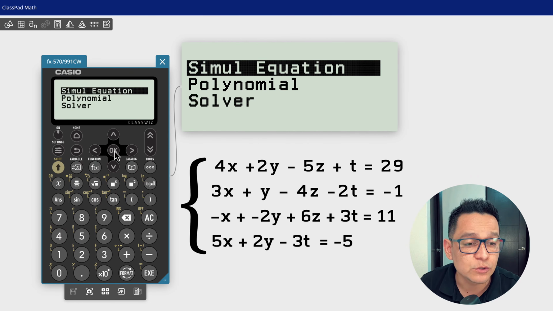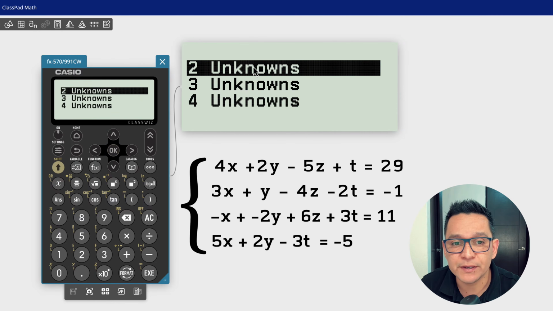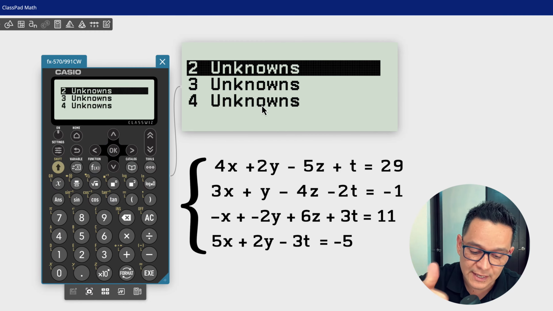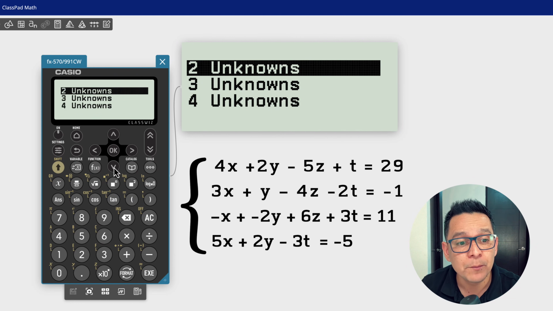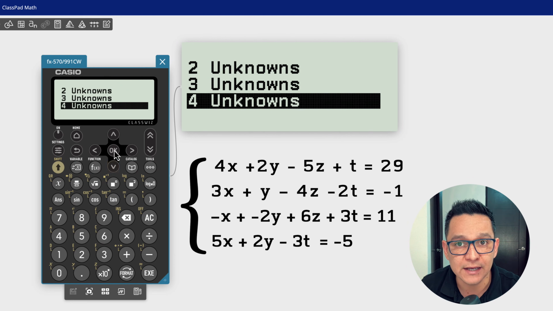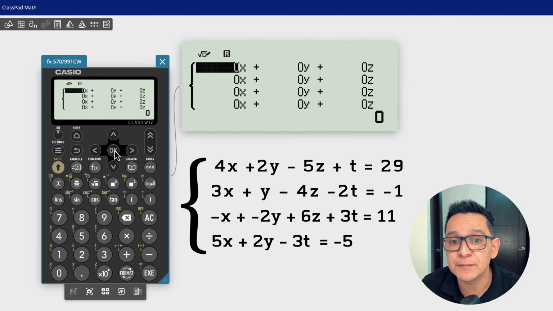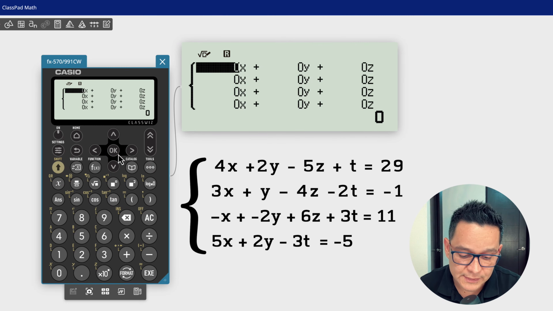We click OK, and now it asks how many unknowns you have. 2, 3, or 4. Well, in this case, I have 4, right? Which are x, y, z, and t. So there are 4 unknowns. Therefore, we scroll to where it says 4 unknowns and click OK. And here we just have to enter the 4 equations. So let's go. The first one is 4x plus 2y minus 5z plus t equals 29.